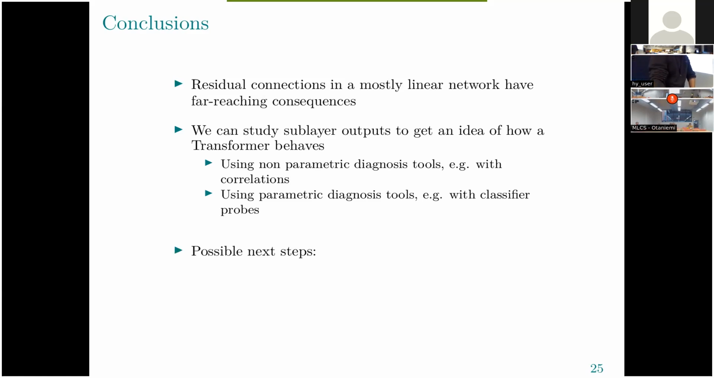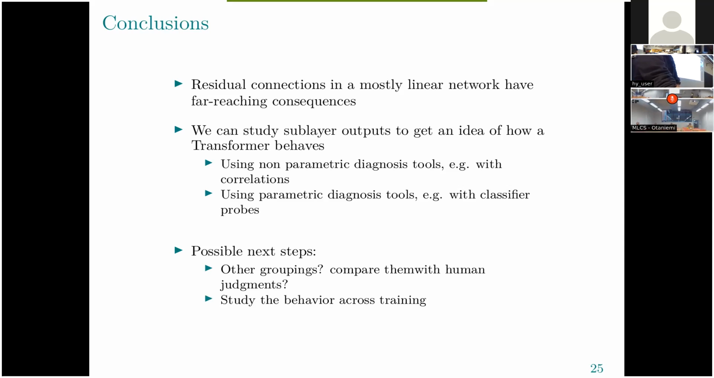There are a few possible next steps. I'd be extremely interested in looking at other ways of grouping the terms. One thing I've been looking into is whether you could group terms depending on which token they come from, rather than which sublayer they come from. There are some very messy things involved due to the feed-forwards that you can't readily break down. I'd also compare these groupings with what humans would judge is relevant or not for the semantics within optics.